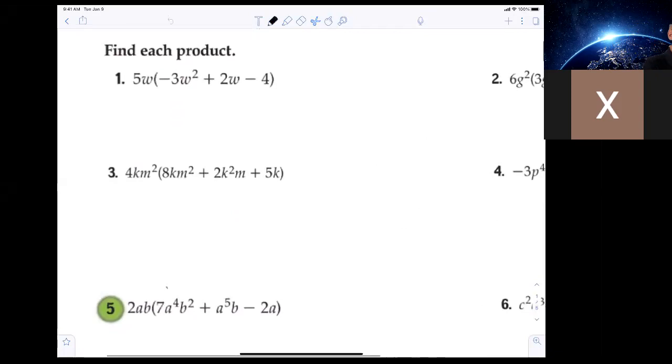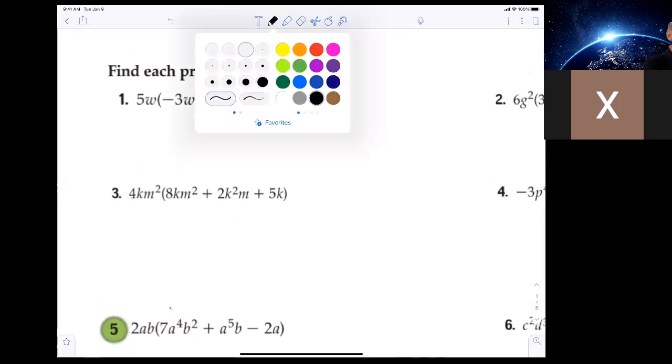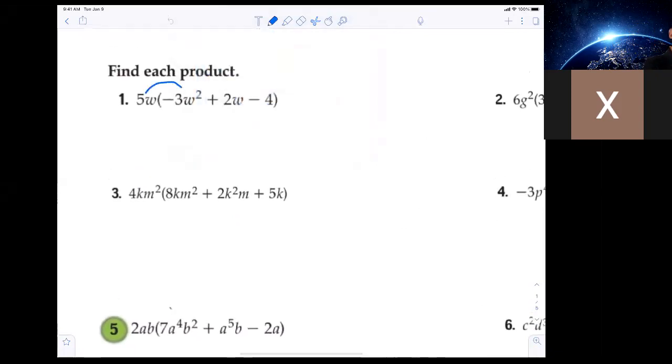So just to make sure you're with me, I'm going this times this, then this times this, and then this times that. All right, so you're distributing the 5W. So 5 times -3 is -15. Then when you multiply, you add exponents. So that's going to be W cubed plus 10W squared minus 20W.